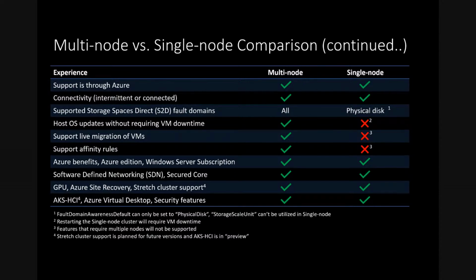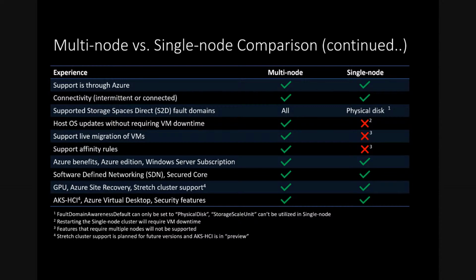Storage Spaces Direct. We support Storage Spaces Direct, but a couple of things differ, of course, like the fault domain awareness default. What you actually see in Storage Spaces Direct when you create a space is that it can only be physical disk. It cannot be storage scale unit, which means you cannot fail over to another node, right? There's no other node. So everything can only be physical disk, which is expected because there's only one node and there are only physical disks. So it creates this storage space out of those disks, and it's only one node. You cannot have it multi-node, of course.